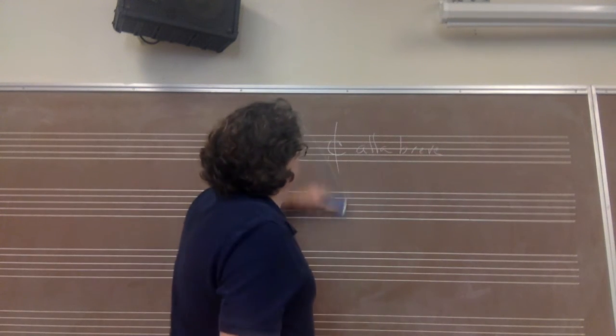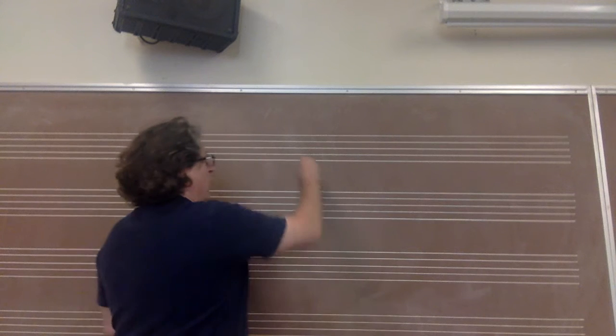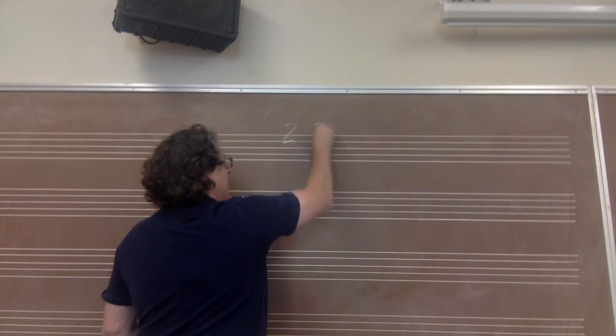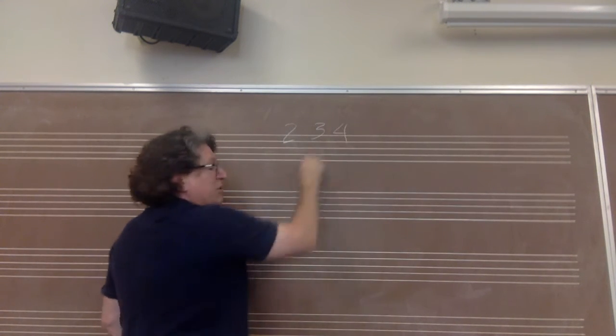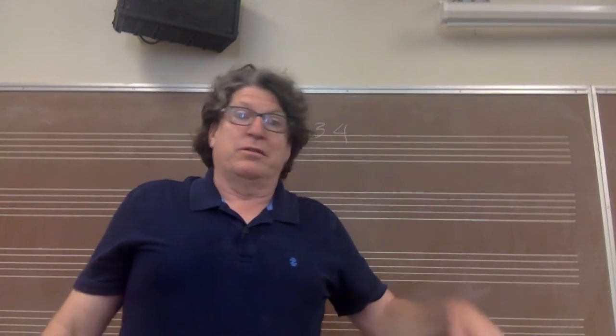Now, something like 4/4 and 3/4, all these things with the 2 on the top or a 3 on the top or a 4 on the top, regardless of what's on the bottom, they're called simple meters, because 1, 2, 1, 2.